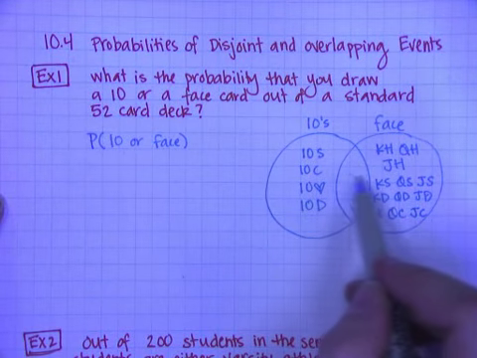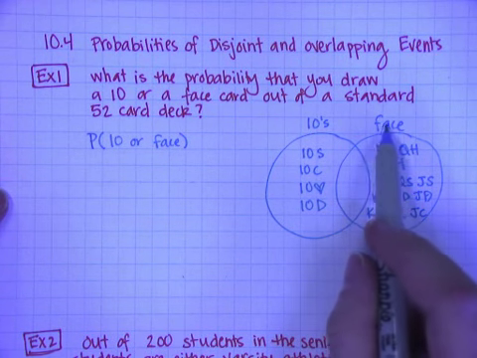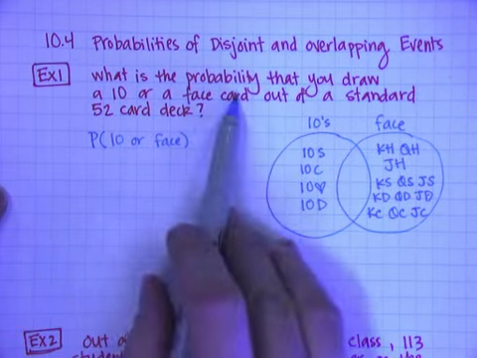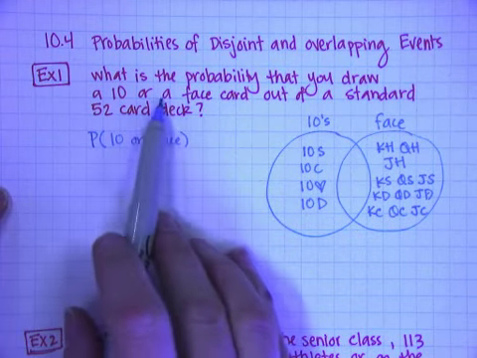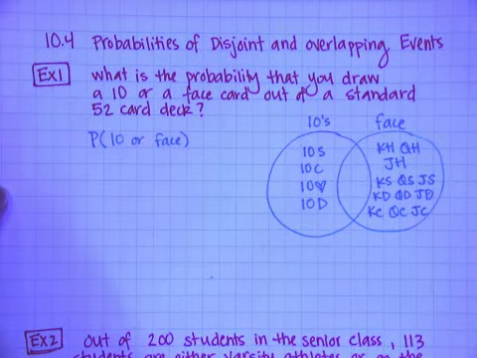And I don't have anything in the overlap because there really aren't any cards that are both a 10 and a face card. If there was, I would have some cards here in the middle. So what is the probability that you draw a 10 or a face card out of the standard deck? Well, there's nothing in the middle there.